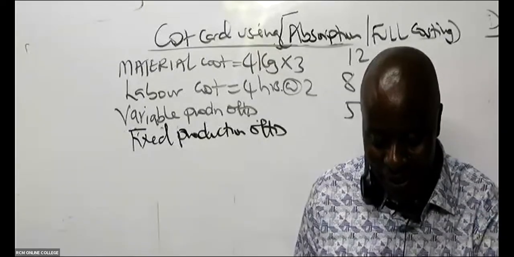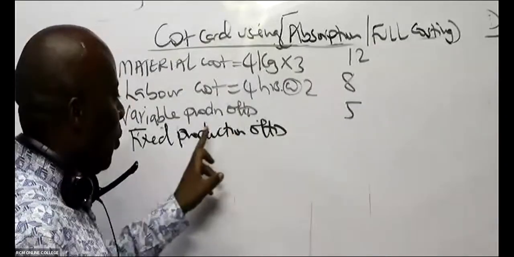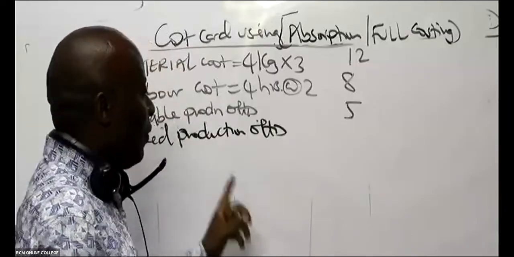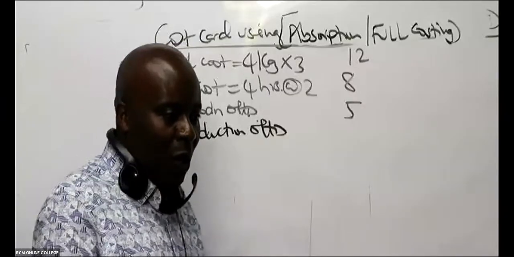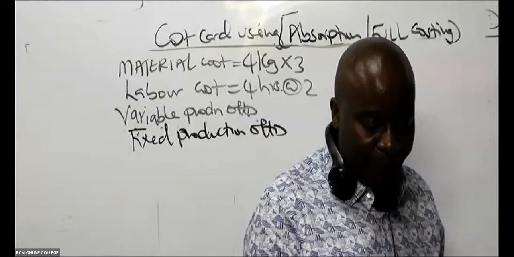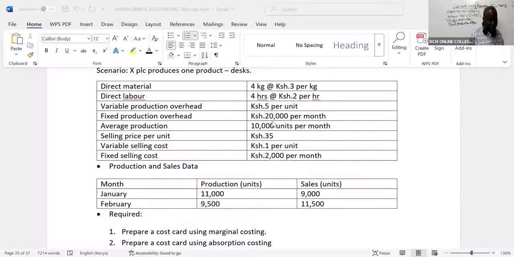You see, all these are on a per unit basis. Even variable, we said variable production overhead per unit. So even this fixed production overhead must be for 1 unit, isn't it? The 20,000 is for a whole month. And within that month, you expect to produce how many units? Fixed production overhead is Kenya shillings 20,000 per month, and in that month, the average production is 10,000.